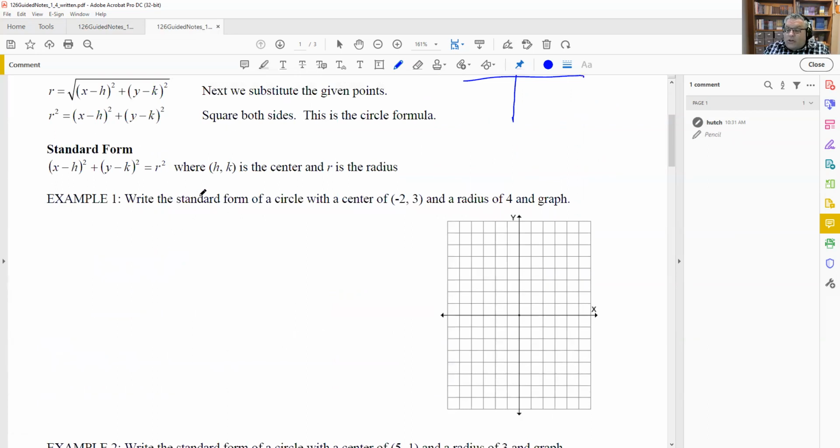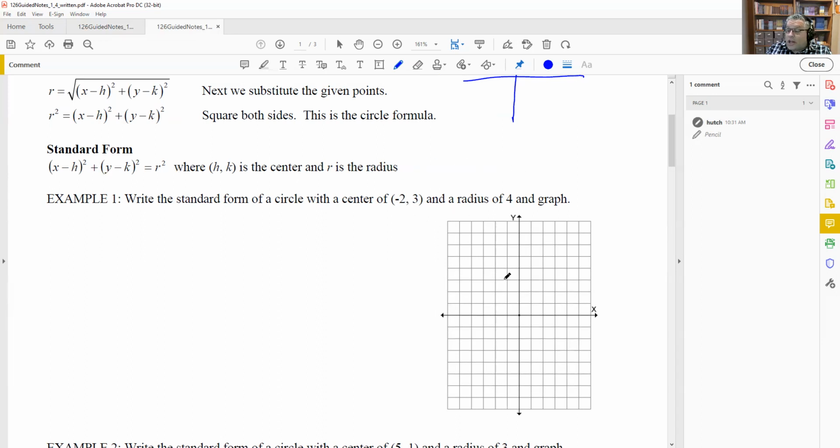So in this example, write the standard form of a circle with a center of -2, 3, and a radius of 4. They also want you to graph it. Actually, I'm going to graph this one first before I even do anything with the formula, because you don't even need the standard form in order to graph something. All you need is the coordinate for the center and then the radius. If you have those two pieces of information, that's enough for you to graph. So let's go ahead and graph this one just from the given information.